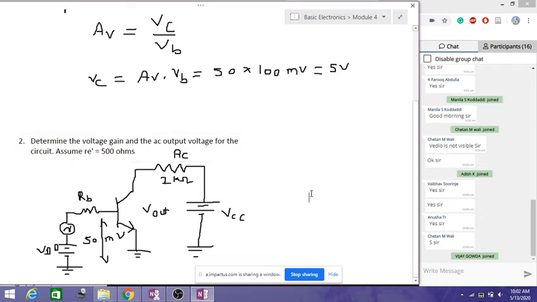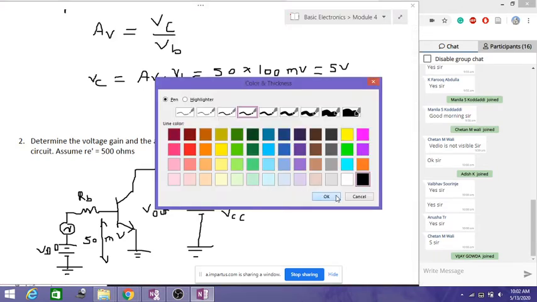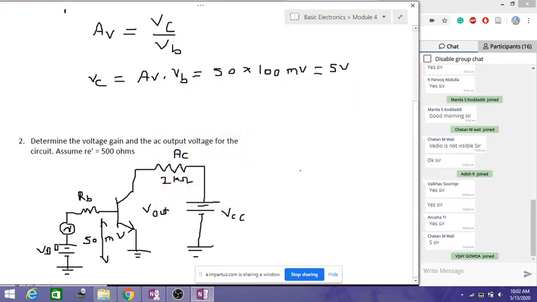So we have to assume that the internal resistance of the emitter is 500 ohms. This is the circuit which is given. Now here we have to determine the output voltage. We'll take again the equation from the previous tutorial. We have written VC by VB, and along with this we have also rewritten this equation as IE into RC by IE into RE dash. So we can also write this equation as RC by RE dash.